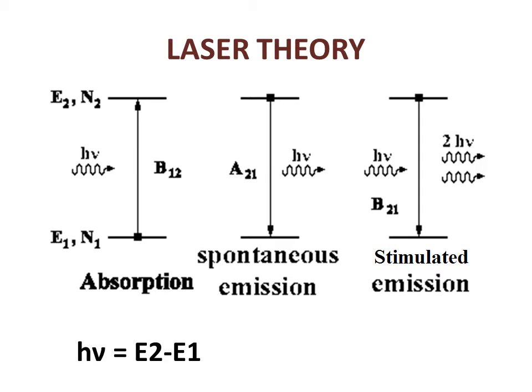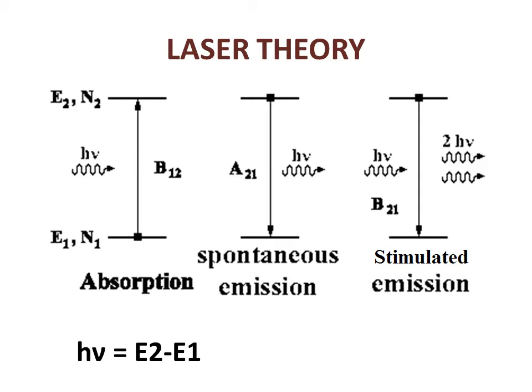When an incoming photon of energy h nu, which is equal to E2 minus E1, interacts with an atom in the ground state or the lower laser level, that atom will absorb the energy of the photon and go to the energy level E2. That process is called absorption, and the probability for this process is indicated using the coefficient B12, where B stands for the probability of a stimulated process, which means a process taking place in the presence of radiation, and 12 stands for the transition from level 1 to 2.